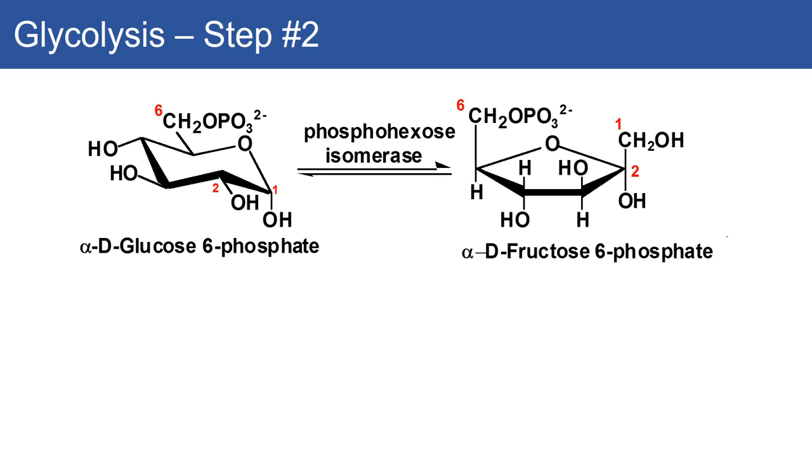All right, so step 2 of glycolysis: we're going to take the glucose 6-phosphate that we just generated in step 1, and we're going to create fructose 6-phosphate. You can see this pretty readily in this boat conformation. The enzyme is phosphohexose isomerase, and this is an isomerization reaction. As you can see, we're basically going to be moving the number 1 carbon into a tautomerization.